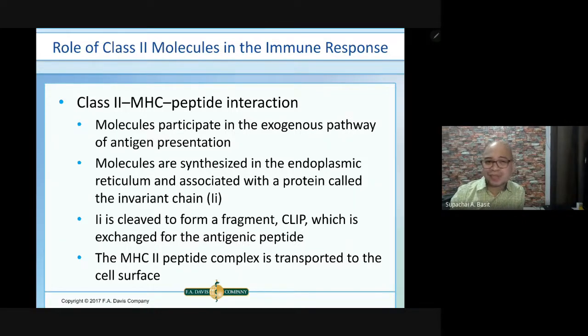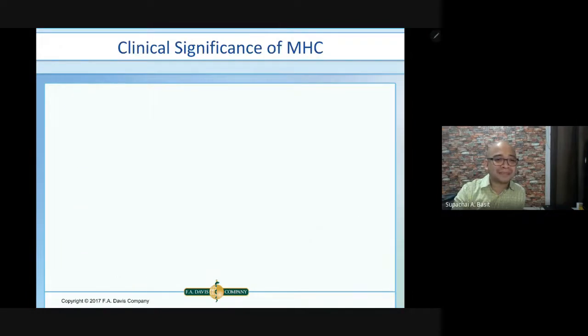Just like MHC class 1, MHC class 2 molecules are also synthesized in the endoplasmic reticulum. You might find it complex now, but later on I will present an animation so that you'll be able to understand it. It is cleaved to form a fragment called CLIP, which is exchanged for the antigenic peptide, and the MHC peptide complex is transported to the cell surface.